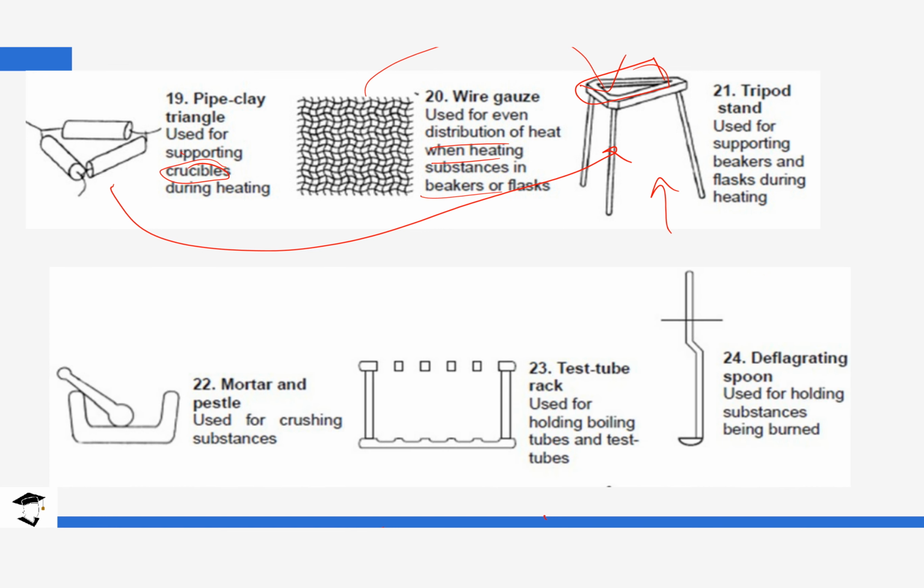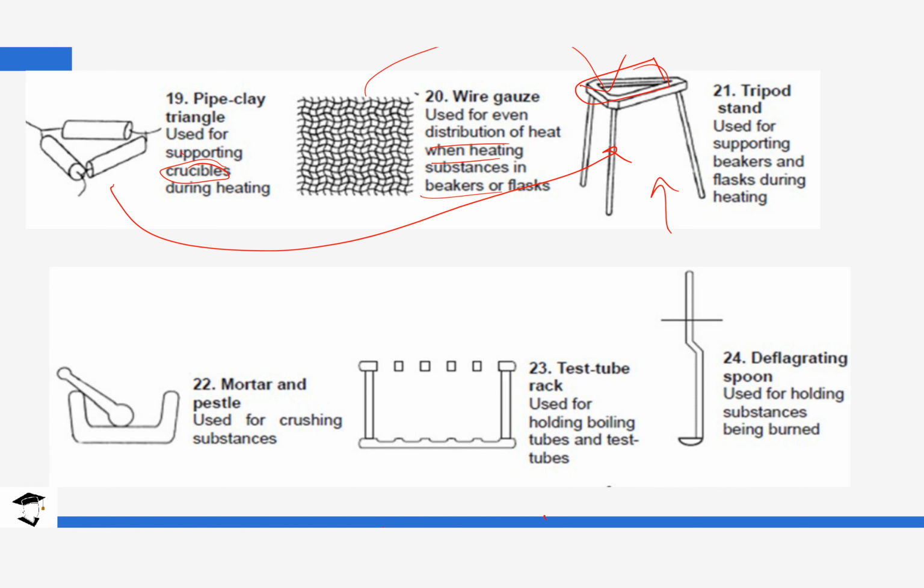Next, we have the mortar and pestle. We have the test tube rack and the deflagrating spoon. So the mortar and the pestle is used for crushing substances. If you want substances in powder or in small sizes, we use the mortar and pestle. We have a similar apparatus in the kitchen, but they're usually used for different purposes, and they come also in wooden form. But in the laboratory, it's usually made of glass or porcelain.